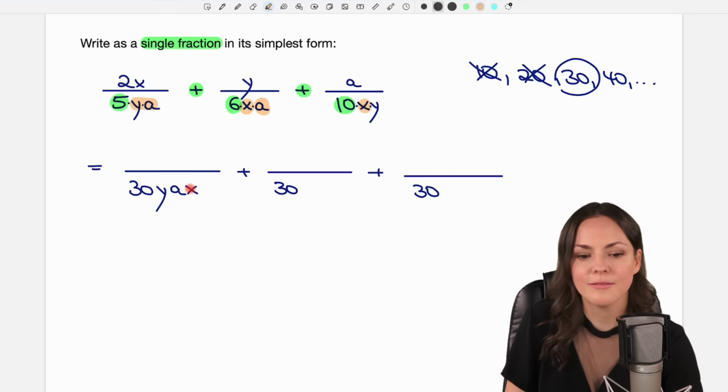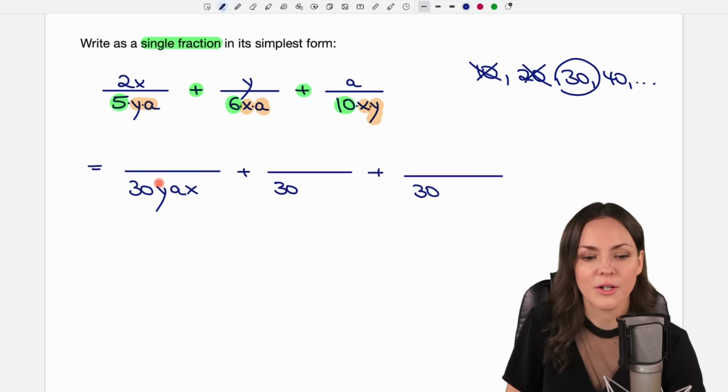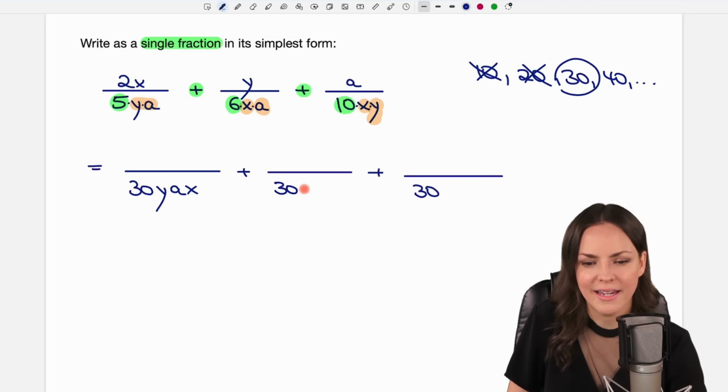And then we go to our third fraction and take a look at the variables. We have an x in here. Yes, the x is already in here. We have a y in here. Yes, the y is already in here. So these variables are happy as well. We don't have to add them again. And this is our common denominator. And I add it here now as well.